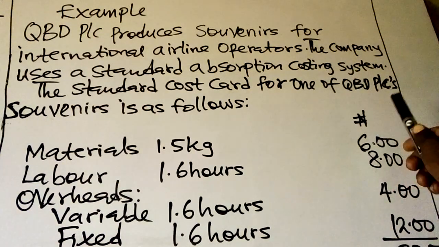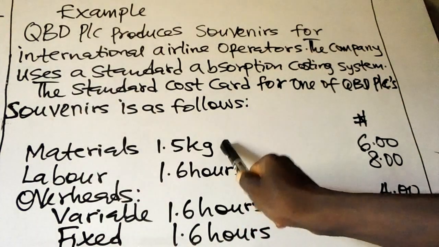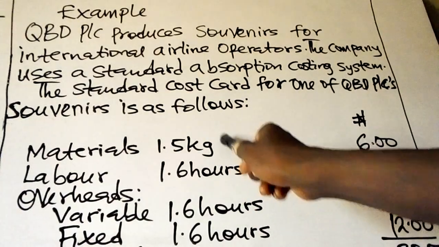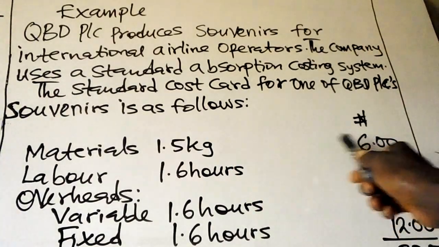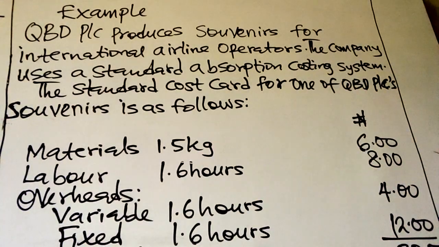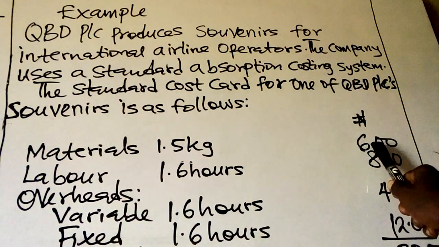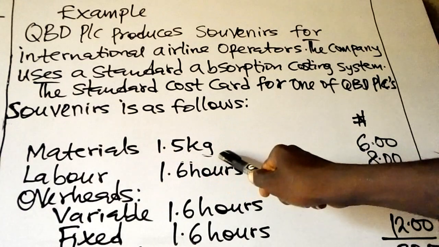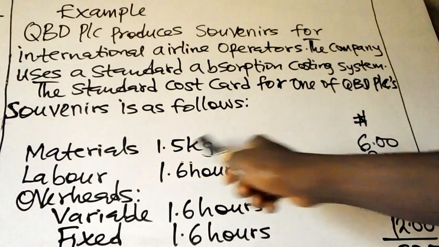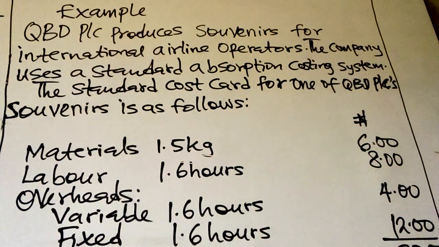This is the standard price per unit, and the standard price per kg is different from that. The standard price per kg is not given. So to get it, you divide the standard price per unit of 6 naira by the number of kg used to achieve one unit of the output. So we have 6 divided by 1.5 kg.